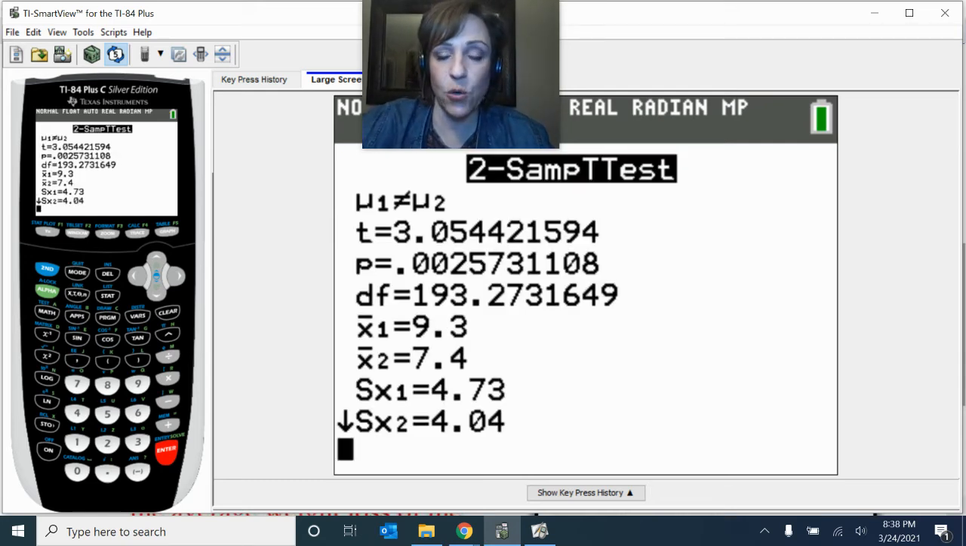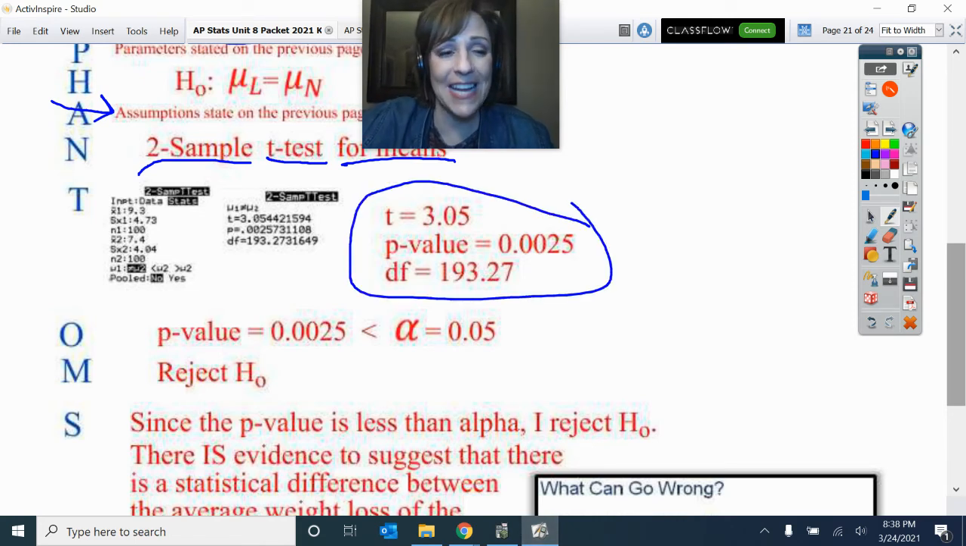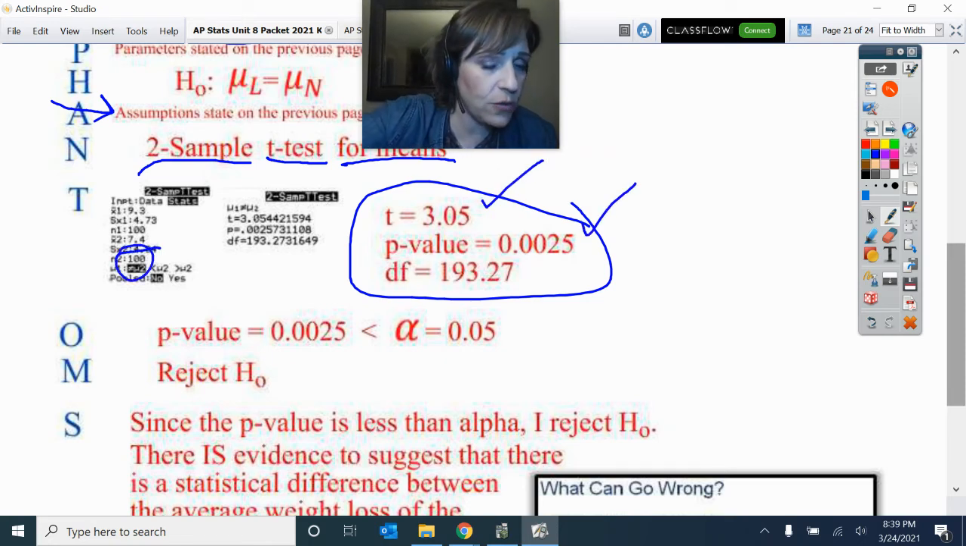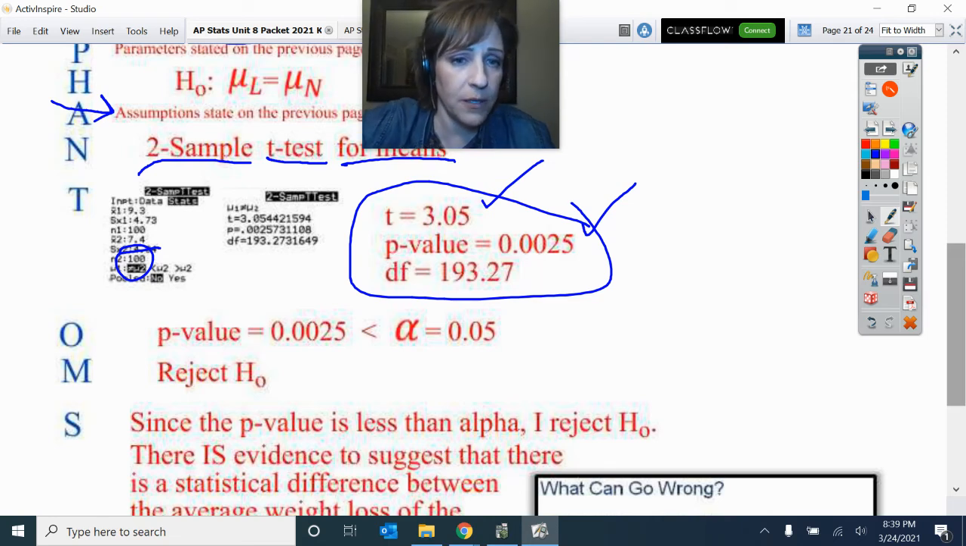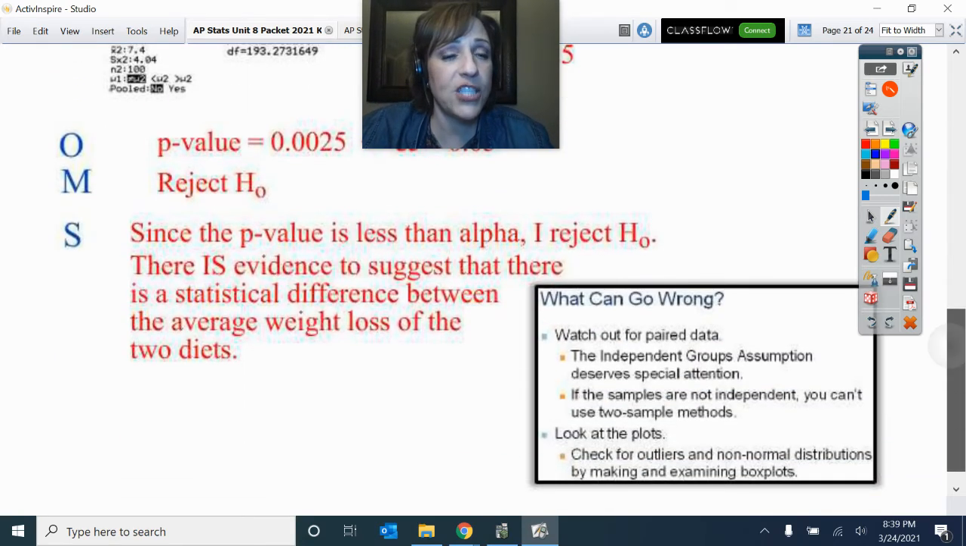There is our t-score, 3.05, and they got the p-value for one side, and they doubled it. So this p-value here is both tails. The calculator gives you both tails. So here's what you write down for the t part of your Phantoms model. The t-score, the p-value, and again, if you did a not equal to, that is for both tails, and then the degrees of freedom listed right there. So O, obtain this p-value and compare to alpha. That's definitely less than our alpha, so we reject H0.